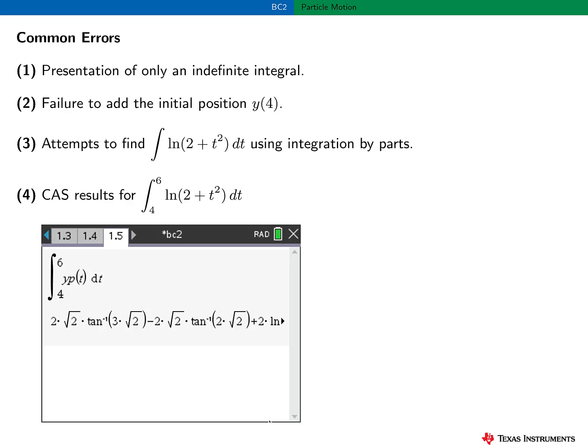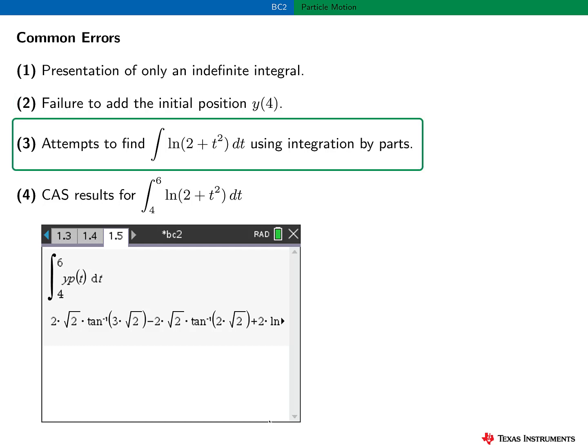Here are some of the common errors observed in Part C. Many responses presented an indefinite integral, and several simply did not incorporate the initial position y of 4 into their answer. Although this was a calculator active question, several students attempted to determine the integral of the log of 2 plus t squared dt using integration by parts.